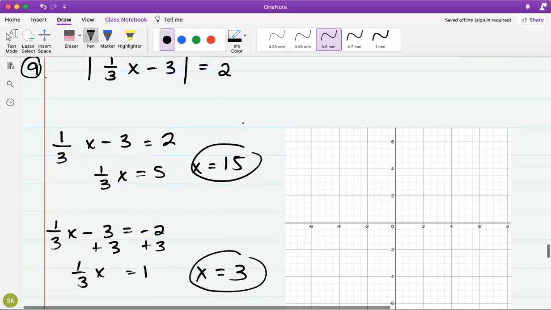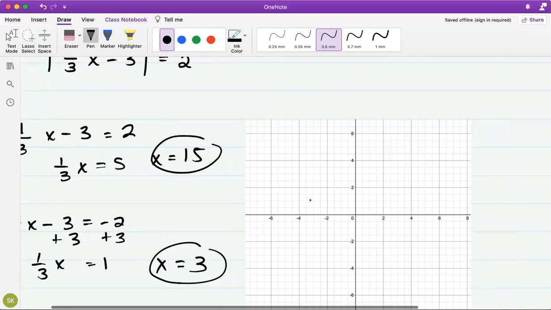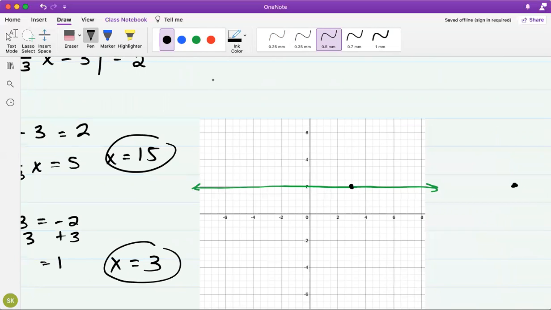I'm not going to draw this one because 15 is not even on my plane here, but you can see that one of them is going to go through. So what you're going to get is that you're going to go through 3, and you're going to go through 15, which is way out here somewhere. So like this will be 15.